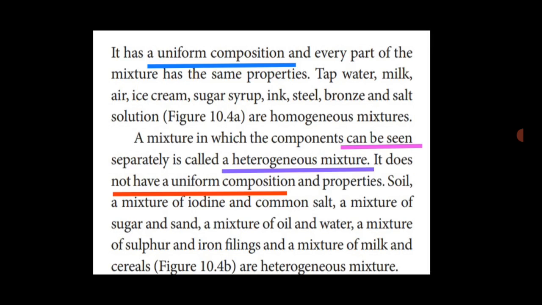A homogeneous mixture contains uniform composition. A heterogeneous mixture does not have uniform composition. Particles that cannot be seen separately make a homogeneous mixture. Components that can be seen separately make a heterogeneous mixture.